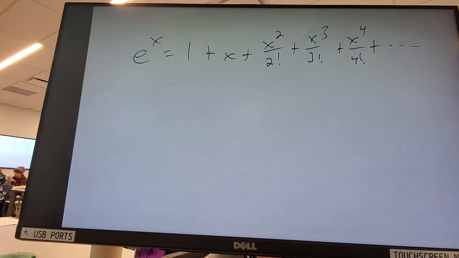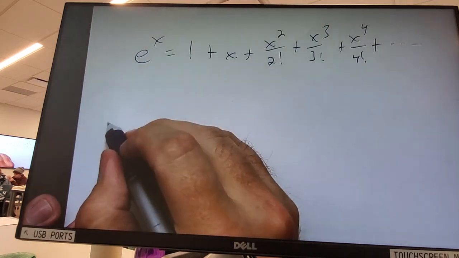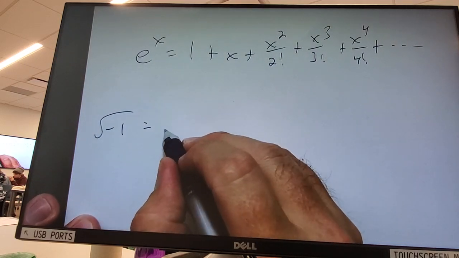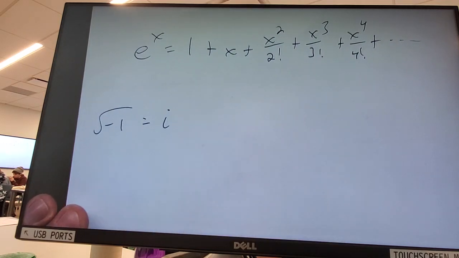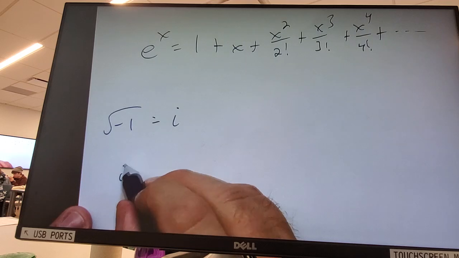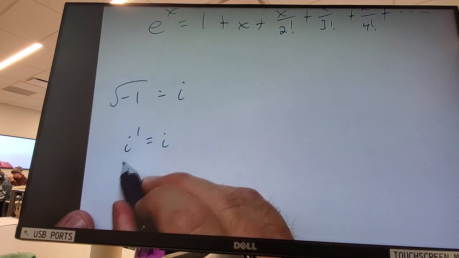Do you guys remember? So here, real quick. What is the square root of negative 1? i. Good. Just by definition, we did that because we didn't want to write the square root of negative 1 all the time, so we just call it i. Therefore, i to the first is i.